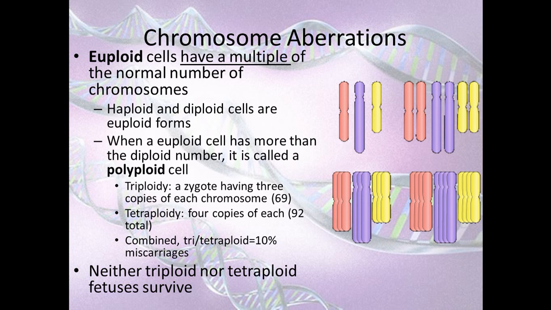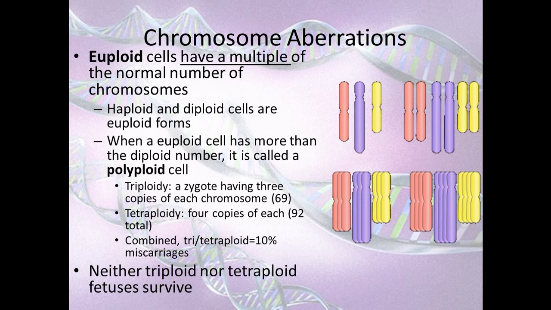Okay, so some chromosome aberrations, some terms to get to know. First is euploid or euploidy, and I underline it for you. These cells have a multiple of the normal number of chromosomes. So they have some kind of a multiple of 23. It can be 23, it can be 46, it can be 69, it can be 92. All of those are multiples of 23, and they call those euploids. If it's 1 set, it's euploid, but it's haploid. That's in a gamete, a reproductive cell. Diploids, the typical somatic cell, are euploid, and they have 46.